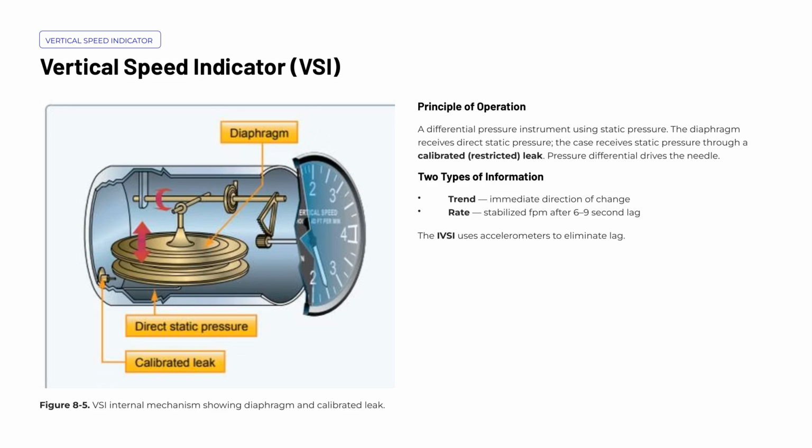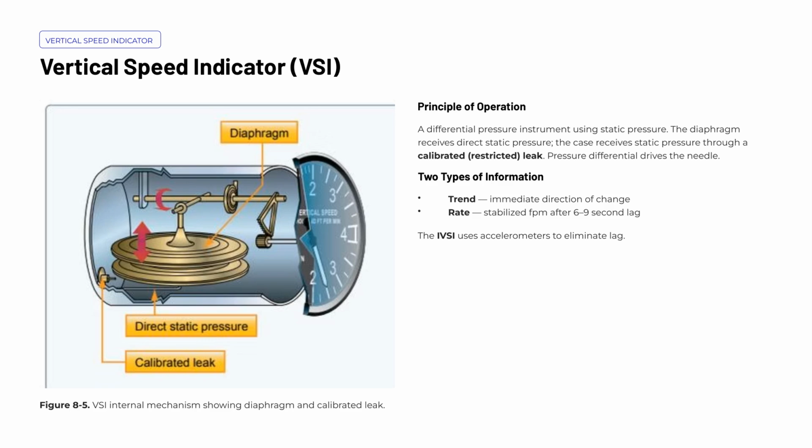The VSI gives you two distinct types of information. The first is trend. The needle responds almost immediately to show you the direction of vertical movement, either up or down. The second is rate, the actual feet per minute value, which only becomes reliable after the instrument stabilizes, typically after a 6 to 9 second lag. This means you should not chase the needle during initial pitch changes.